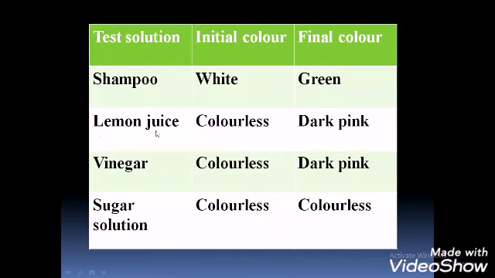Okay, then lemon juice. Its initial color is colorless, but when it is added to the China rose indicator, it turns dark pink. In the case of vinegar, it is also colorless, and when we add the China rose indicator, it turns dark pink, because lemon juice, vinegar, etc. are acidic. Okay, then sugar solution. We know that sugar solution is a neutral solution, so it does not change its color. Initial color and final color are the same, a colorless solution.